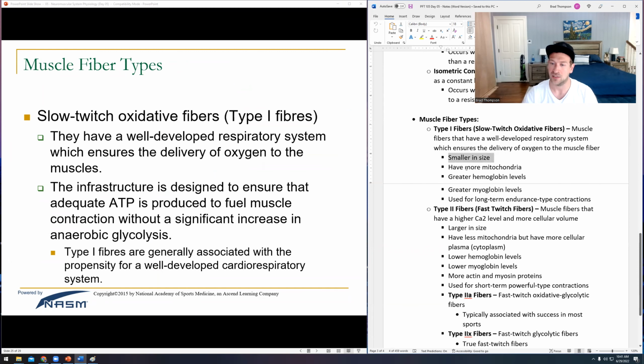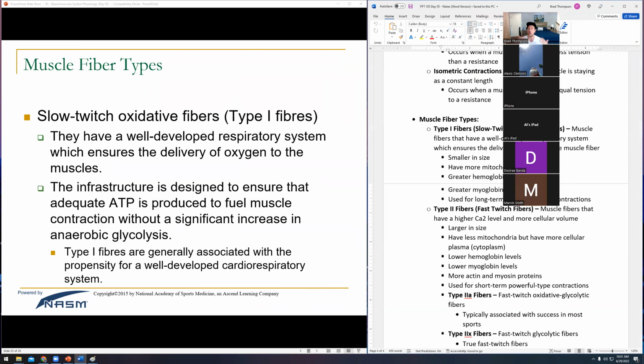So they tend to be smaller in size, but runners have a lot of endurance, right? So they have more mitochondria. They're also going to have greater hemoglobin levels, right? Their red blood cells probably have a lot of hemoglobin in them, so they can grab oxygen, giving them a very high VO2 max. They got greater myoglobin levels, meaning that they're able to carry oxygen to the muscles themselves. And these are the types of muscles that we use for our long-term contractions.